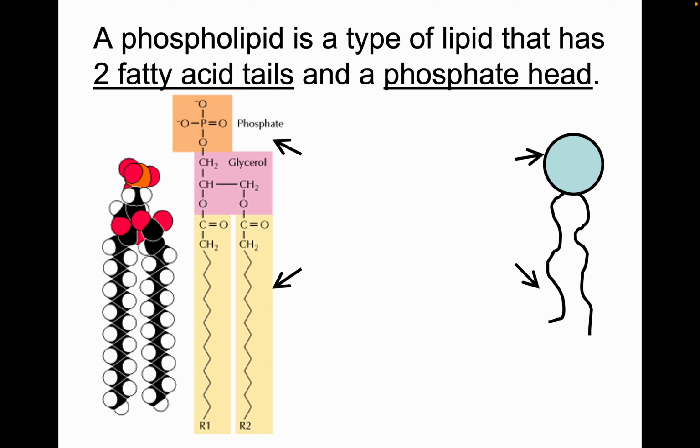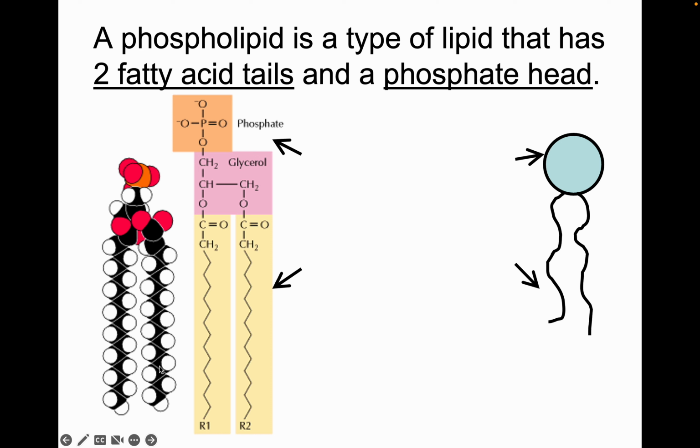So the phosphate head of the phospholipid is like a friend who loves water and wants to be near it all the time. So that is why it is called hydrophilic, or water loving. However, on the other side, we have the fatty acid tails. These fatty acid tails are like friends who don't like water and try to stay away from it. So it is called hydrophobic. You have a phobia of water, water fearing.